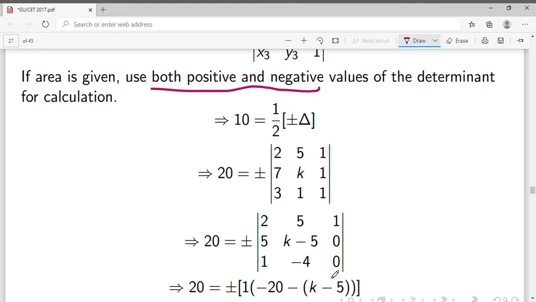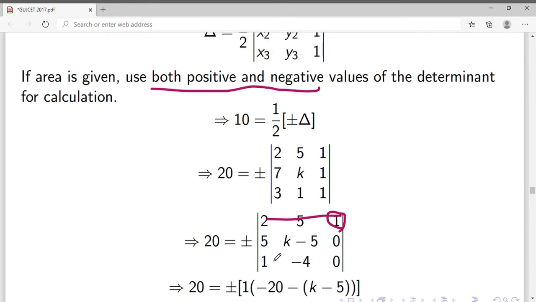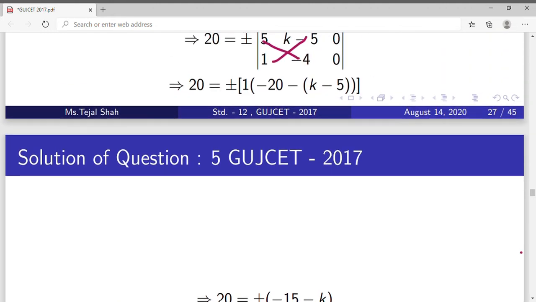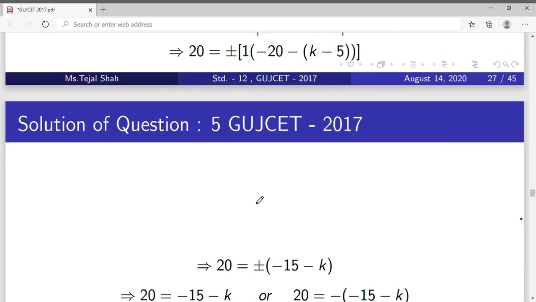Here we observe that in this determinant, the third column contains element 1 and the maximum number of zeros. So using this column, evaluate the determinant. So 1 as it is, after that do the cross multiplication. So we get 5 into minus 4, minus 20, minus 1 into k minus 5, minus k minus 5. So here we have 20 equal to plus or minus. Now do the simplification: minus 20 plus 5, minus 15 minus k.